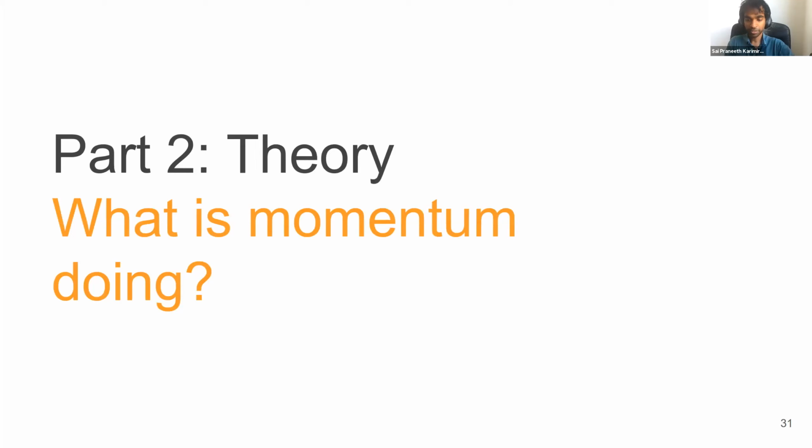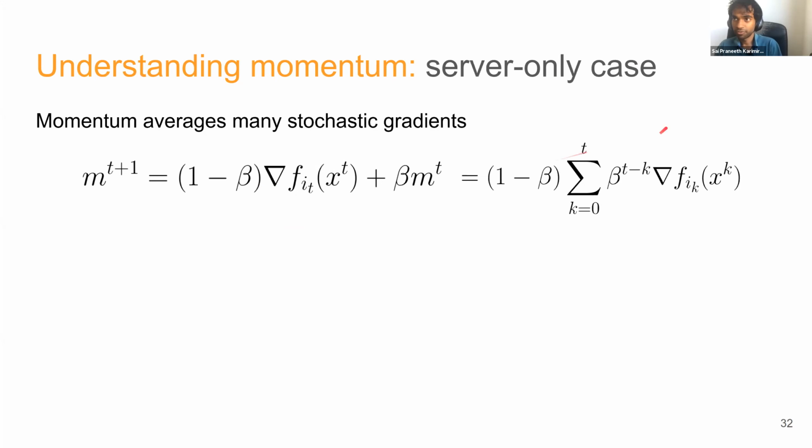Now let's dive into some theory and try to understand what is maybe going on with this momentum. Can we do some interesting theory here? Okay, so for simplicity, let's start with the server only setting. So there's no local steps, and we're just taking like one gradient step and so on, and that's it.